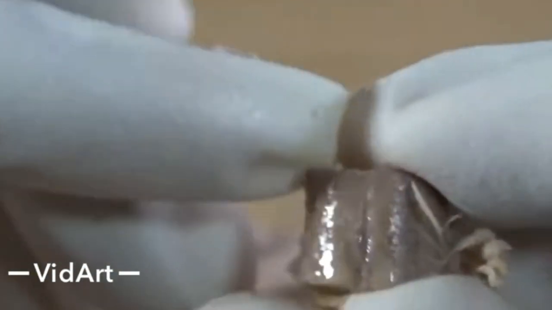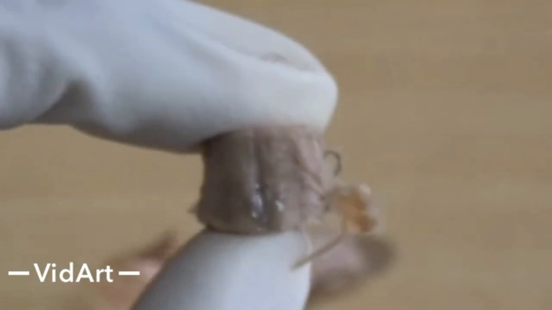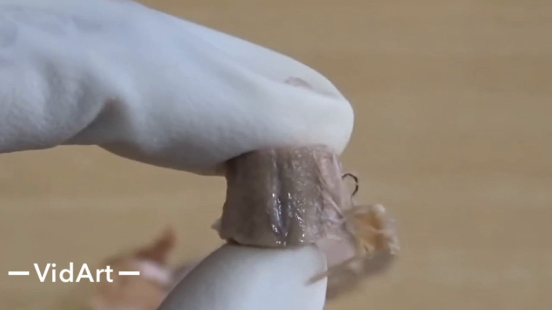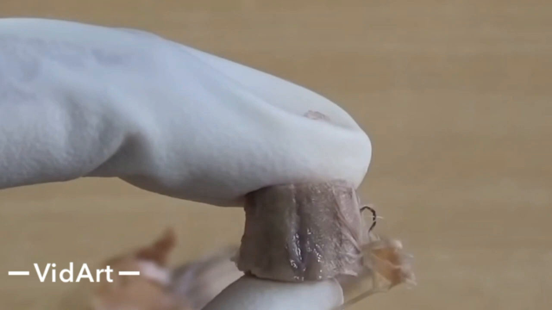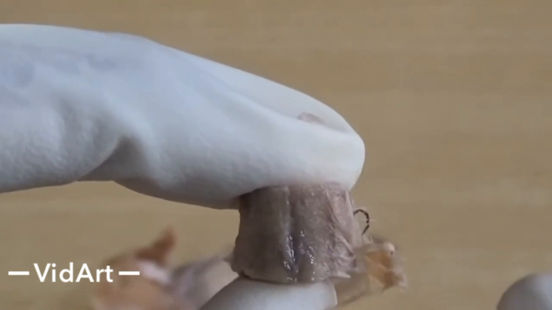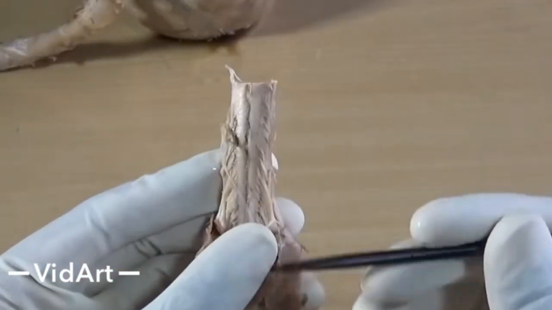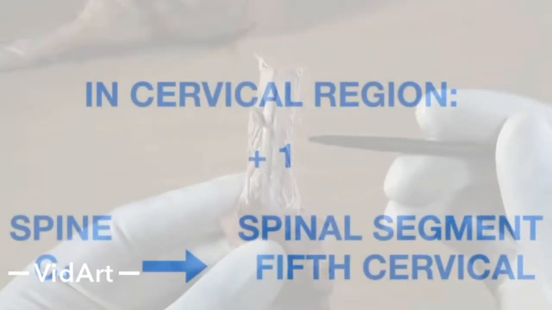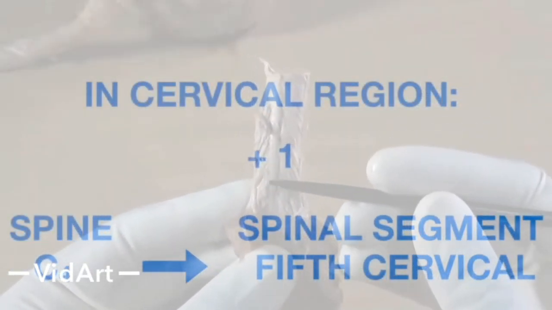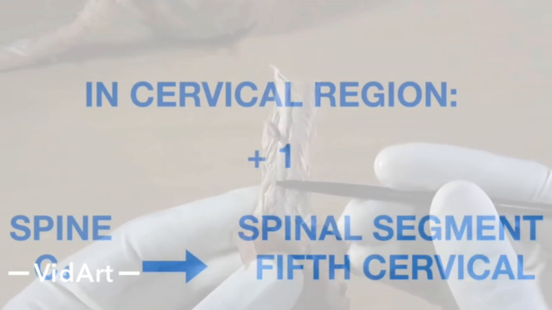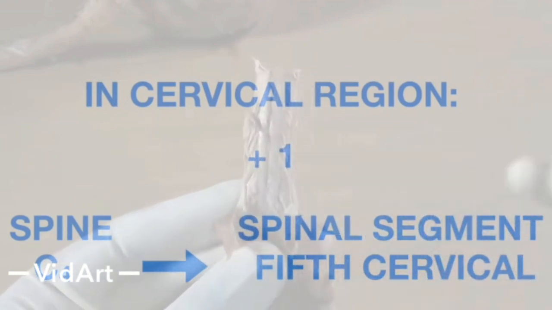Now, as I told you, the vertebrae will not coincide with the spinal segments because the lengths of the spinal cord and vertebral column are not the same. So we need to understand at which vertebral level exactly which spinal segment is situated deep inside. In the cervical region, the formula is you have to add 1. Suppose you are palpating the spine of the 4th cervical vertebra and you want to know the underlying spinal segment, then you have to add 1. So there lies the 5th cervical spinal segment.